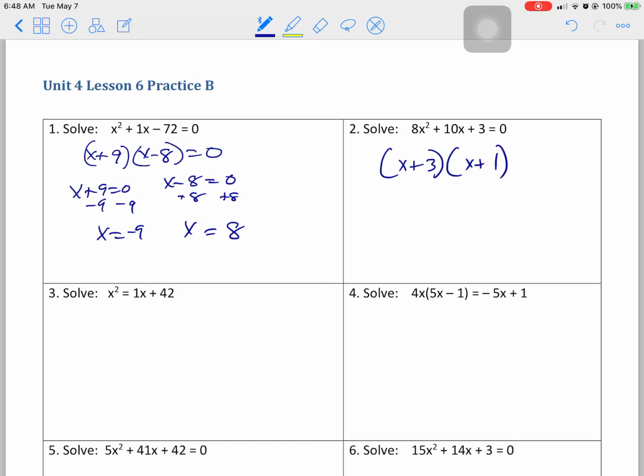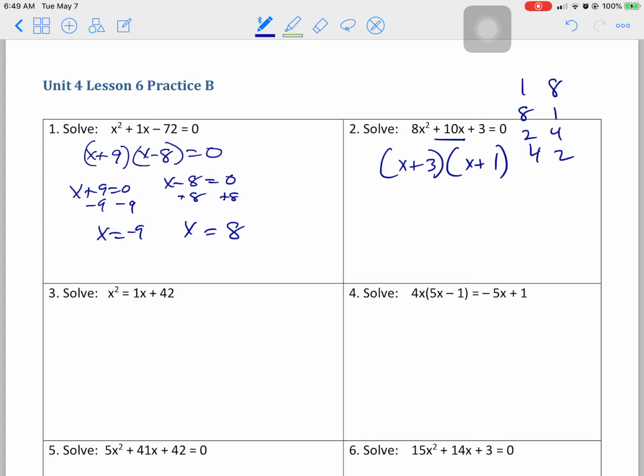So let's see, factors of 8. So it either could be 1 and 8, 8 and 1. What else? 2 and 4, or 4 and 2. That's it. So there's only 4 combinations that could go in here. And remember, I'm trying to get a 10 in the middle. I could also do the AC method pretty quickly if you don't want to guess and check.